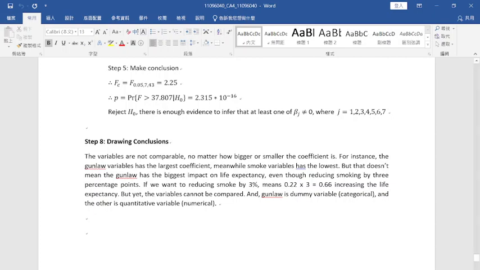If we reduce smoking by 3 percentage points, it means 0.66 increase in life expectancy. But the variables cannot be compared, and the gun law is a dummy variable, which is categorical, and the other one is a quantitative or numerical variable. Okay, that's all. Thank you.